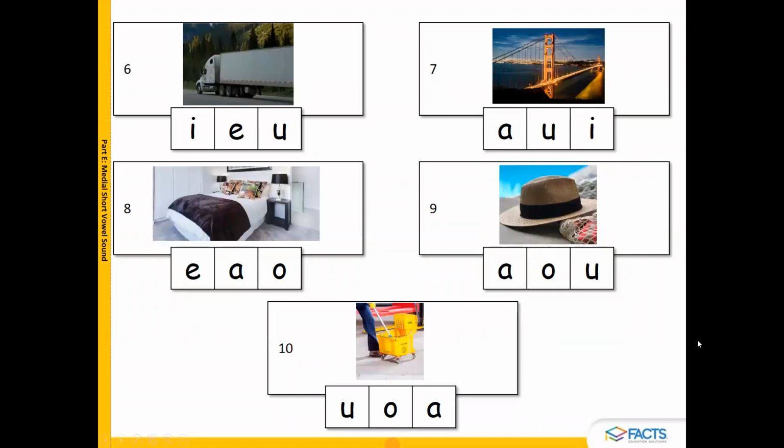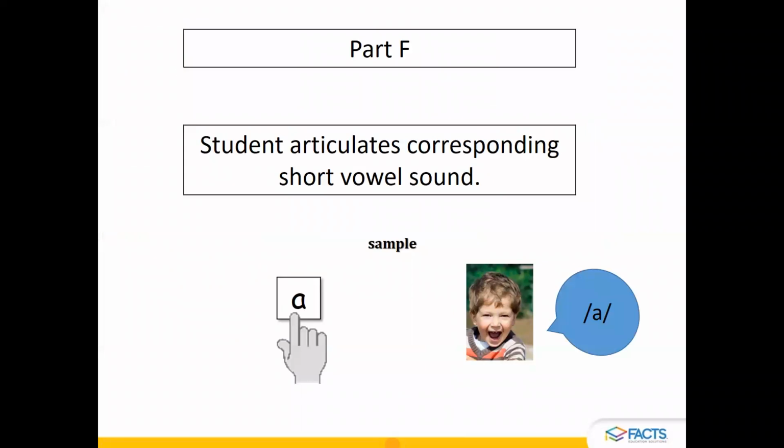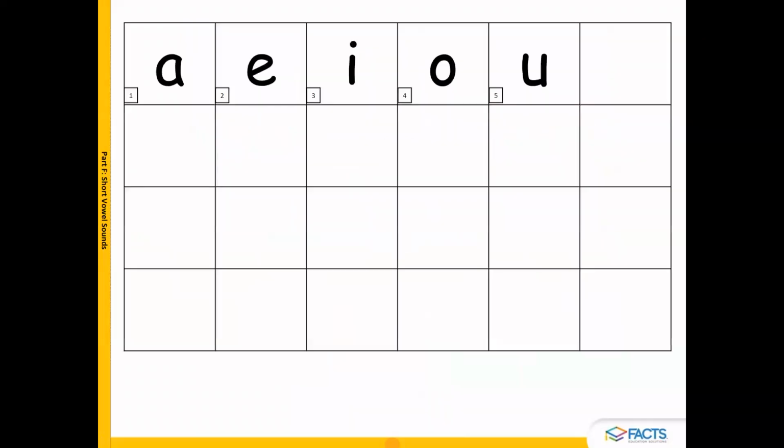And we have some other opportunities here, same idea. The next thing we're going to do is simply articulate the short vowel sounds. A, eh, ah. If they say A, then we can say, great, that's what that letter is called. What sound does that letter make? And if they're still not catching on, that's okay. We're going to instruct them.